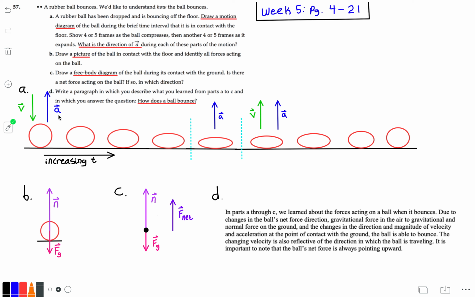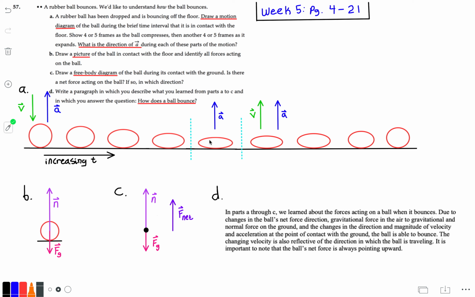So the ball is going down to the ground, it's hitting the ground, and as it's compressing, we have a positive acceleration. This is because the velocity is decreasing across this motion. So this is our equilibrium point right here where our velocity equals 0.